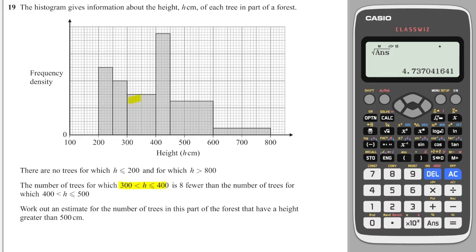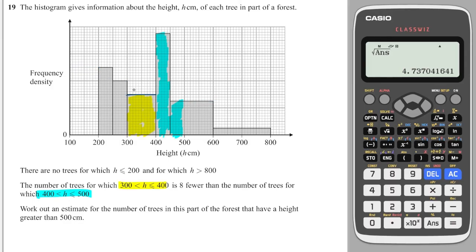So this is 8 fewer than this, which is that. Okay, so what I'm going to do is I've noticed that actually these boxes are quite nice and neat. They go through whole lines, apart from these ones which cut the boxes in half, so that's not too bad to deal with.